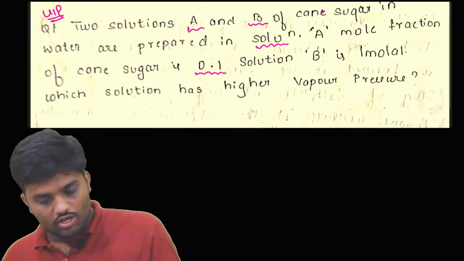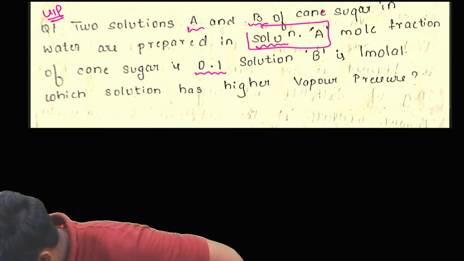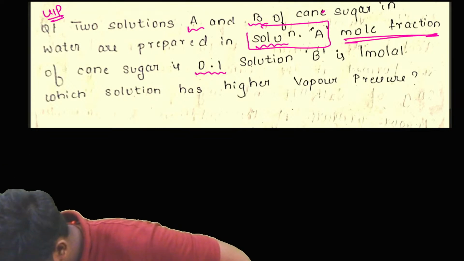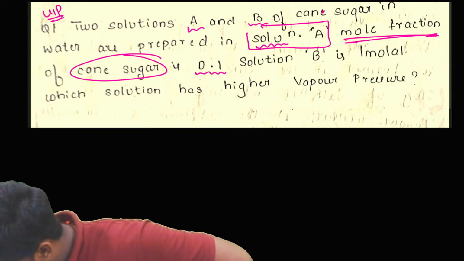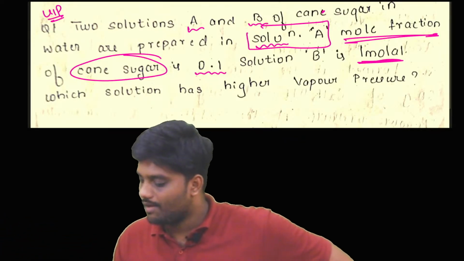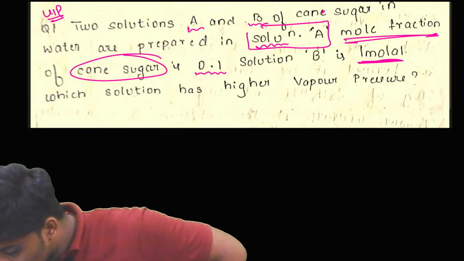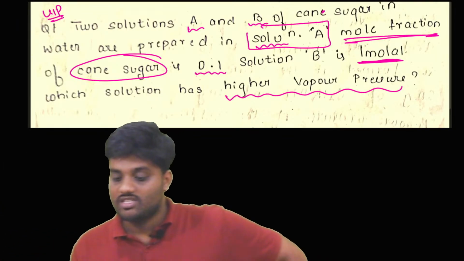0.1. In solution B they are saying, see, in solution A they are talking about the mole fraction of cane sugar. Solution B is 1 molal. Which solution is having higher vapor pressure?